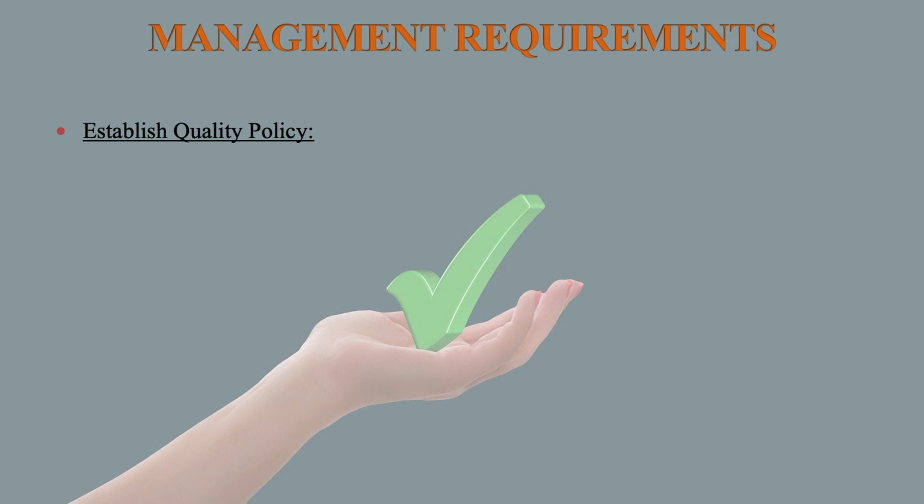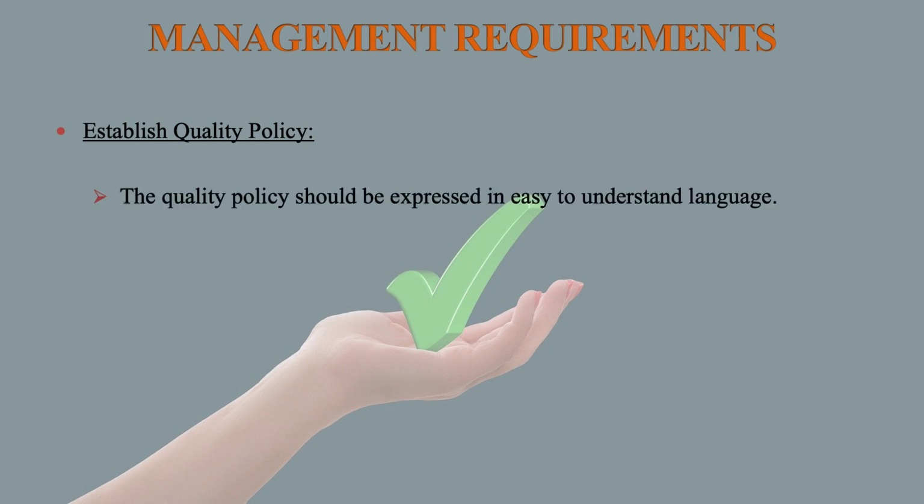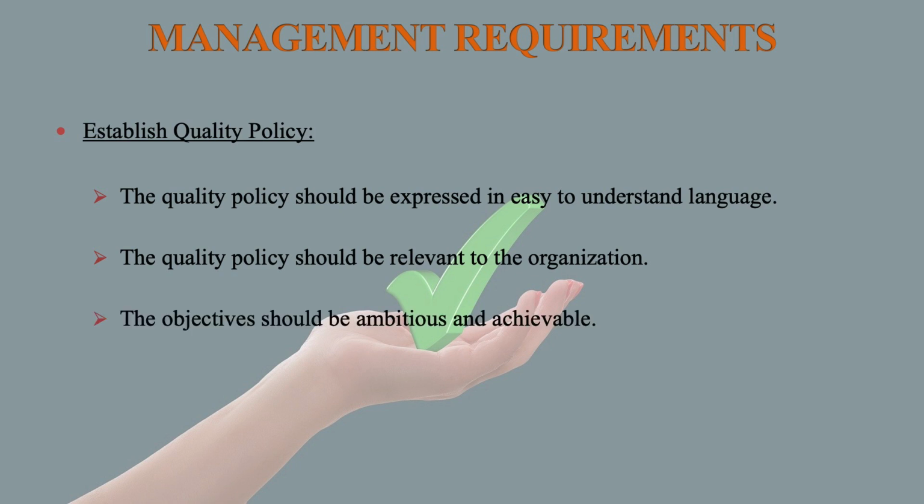Establish quality policy. The quality policy should be expressed in easy to understand language. The quality policy should be relevant to the organization. The objective should be ambitious and achievable. So the quality policy should be like that: understandable, related to the organization, and the objective should be ambitious as well as achievable. Like that, one good quality policy should be established.